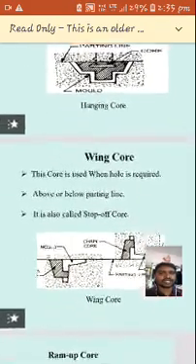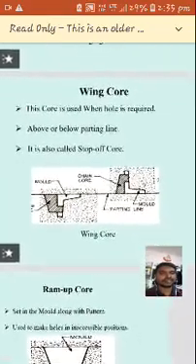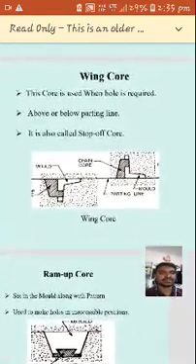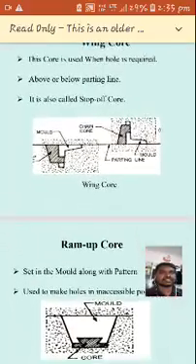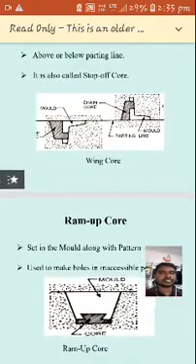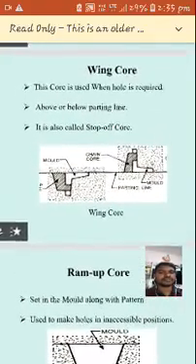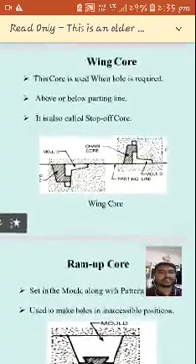And the next one is the wing core. This core is used when the hole is required above or below the parting line. It is also called a stop off core.